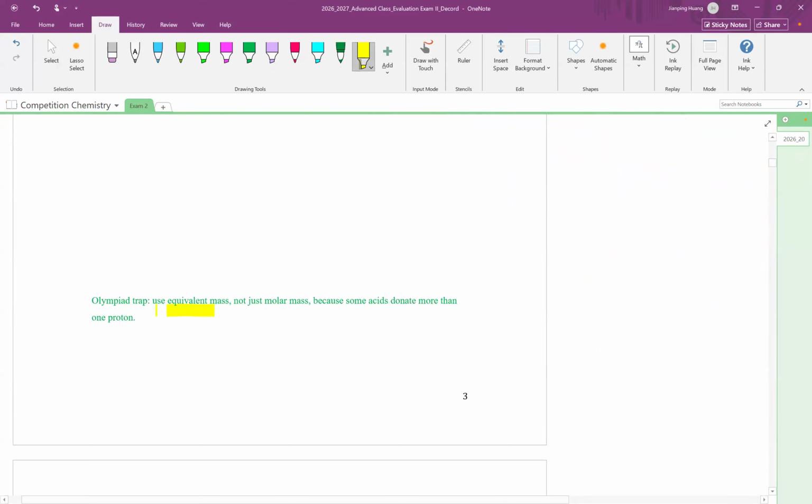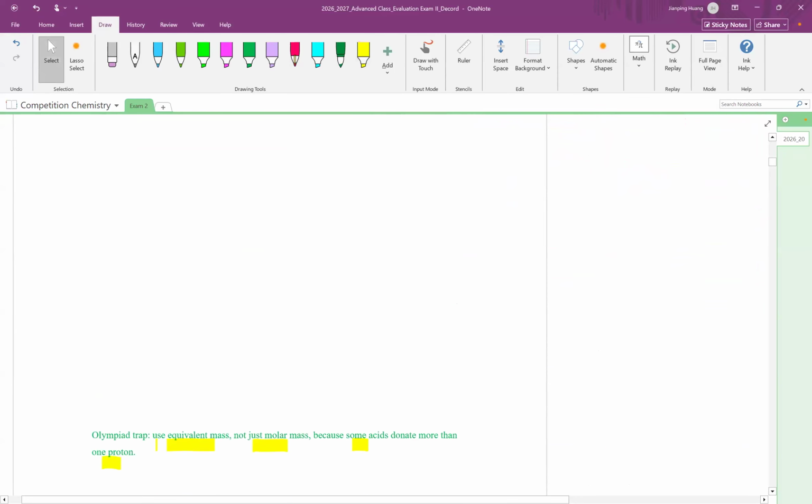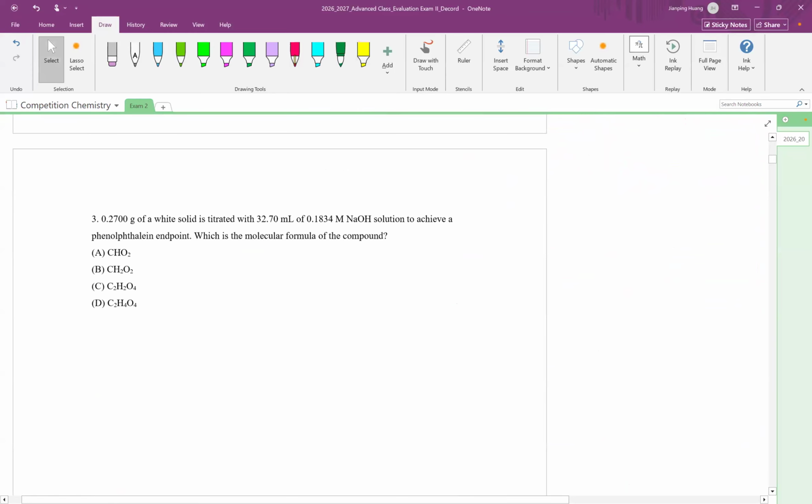Use equivalent mass, not just the molar mass, because the acid can donate more than one proton. That's a good one. This is a very good one. I believe we did it maybe last year. It's a very nice question. You have to multiply by how many protons? Yeah, we will try that question during the exam.